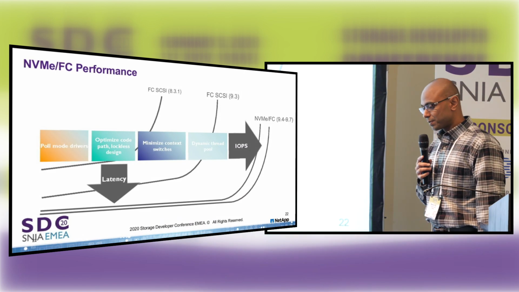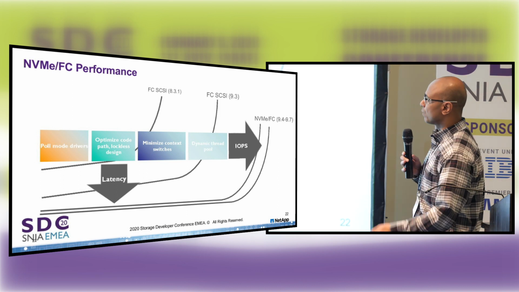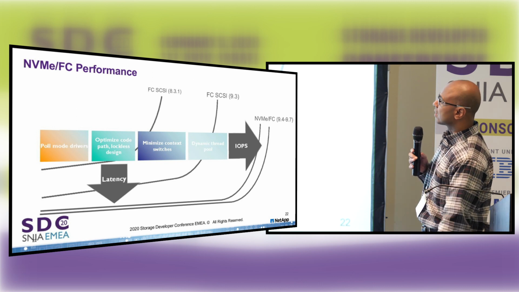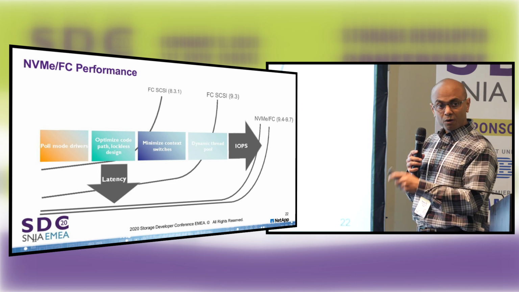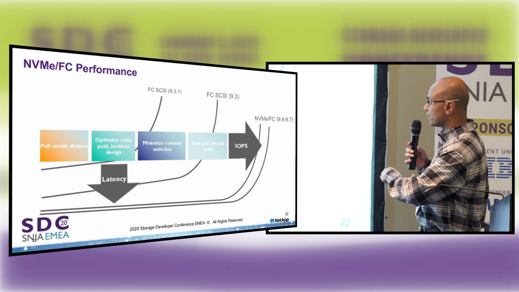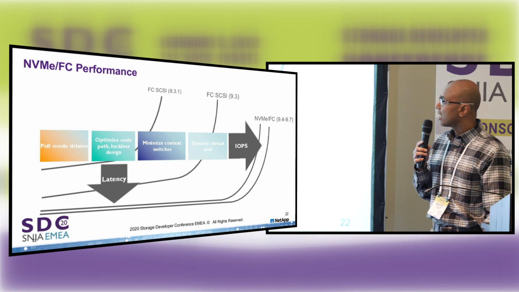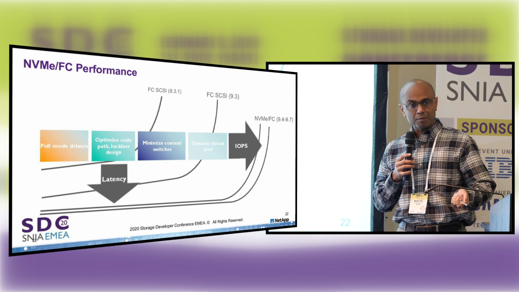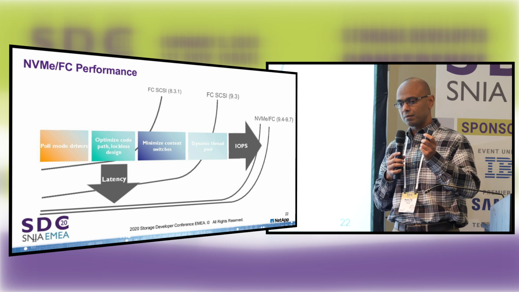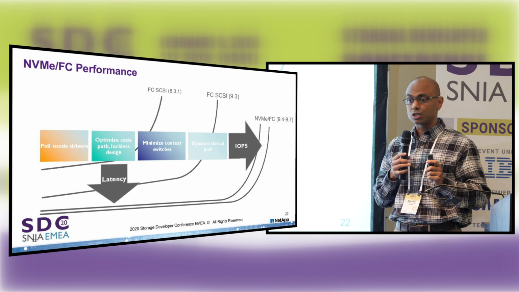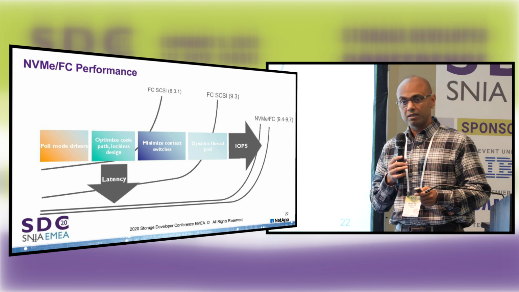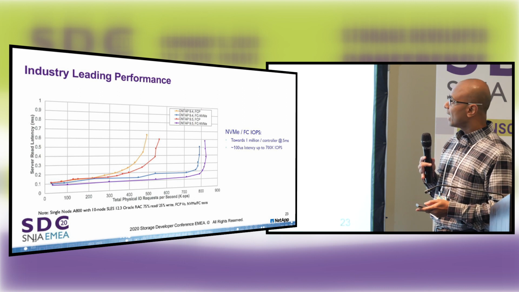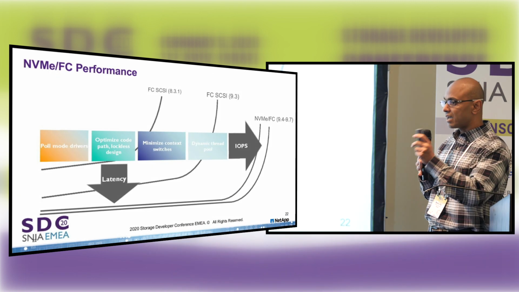So from a performance perspective, this is a very generic slide, and I have a specific slide next to it. But what it's showing is, compared to FC, how the latency drops in NVMe over Fabrics, and as we go along, the x-axis is the IOPS. And what I want to emphasize here is, at least from a NetApp perspective, what we found was that the majority of the latency that we were seeing today was in the fabric, meaning the protocol solution.